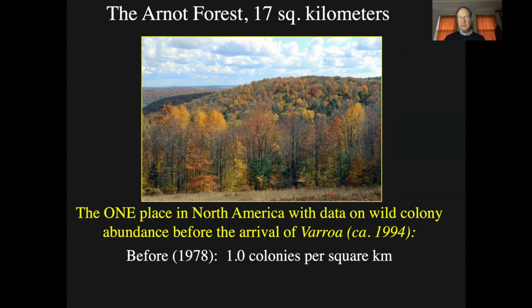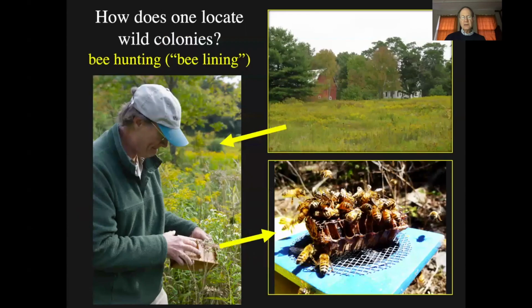It was in my hives by 1994. But the key point is that before Varroa arrived, well before Varroa arrived, back in 1978, I mapped out the wild colonies living in this forest. And this is just a view from one of the higher hills looking out across the forest in October when the fall colors are at their peak. I found one colony per square kilometer when I searched through this forest.